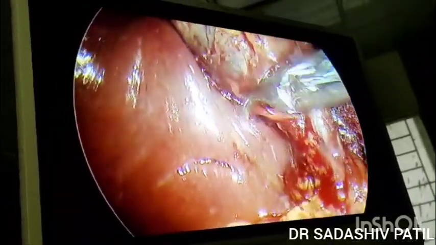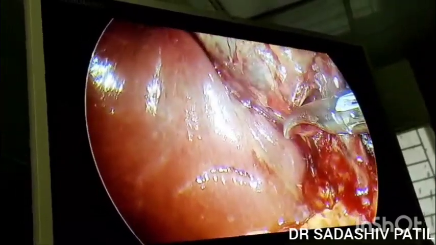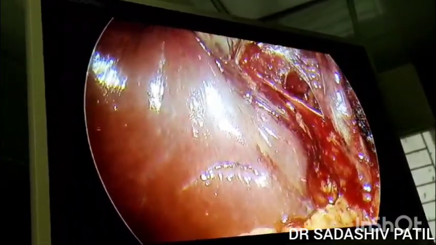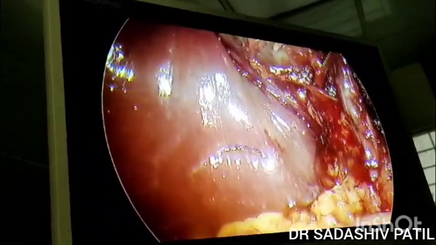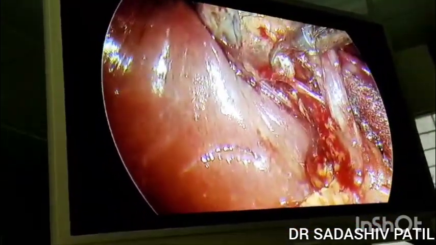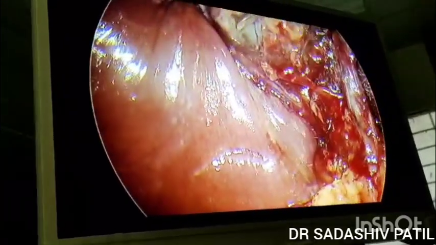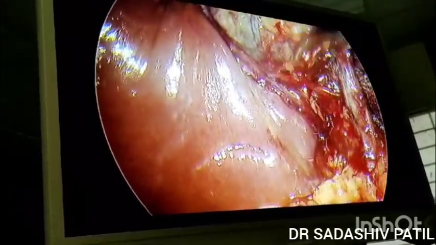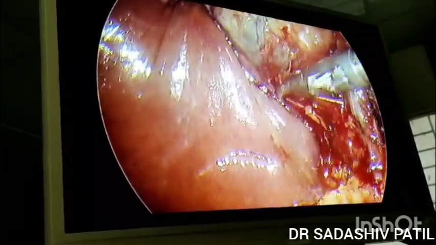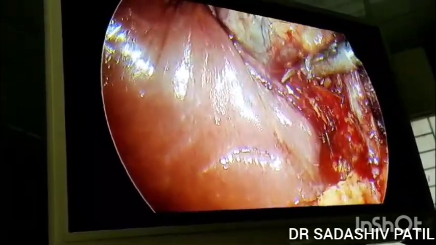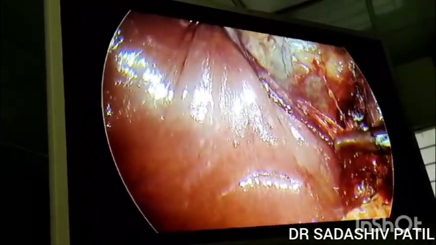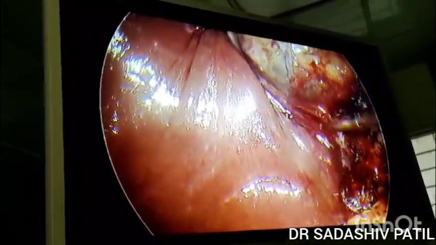Camera was introduced, and it was noticed that in the Calot's triangle, fat was accumulated, which was dissected meticulously, and skeletonization of the cystic artery and the cystic duct was done. Small oozes were controlled by using gauze pieces.